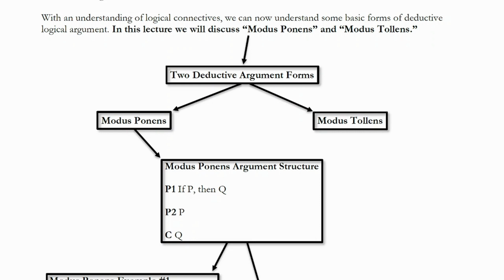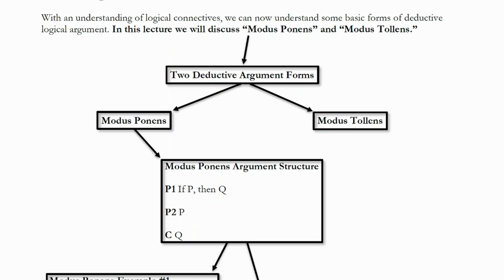Okay, so the first one we're going to look at is called modus ponens. This is a Latin term which refers to the basic structure of this kind of argument. So what is modus ponens? Well, the basic modus ponens format has 2 premises and a conclusion. The first premise is if P then Q. The second premise is P, or P is true. Therefore, we can conclude that Q is true.